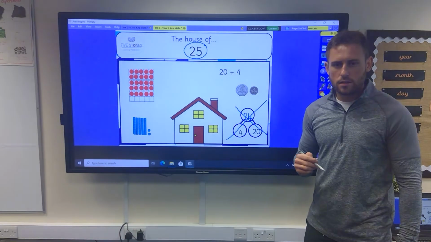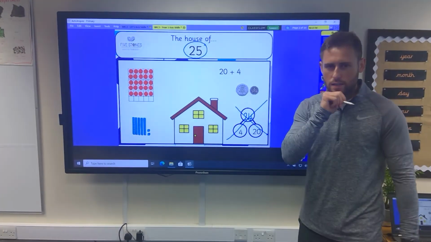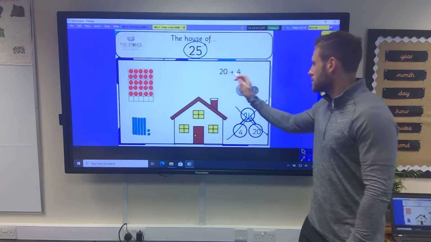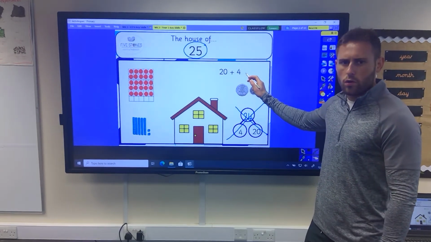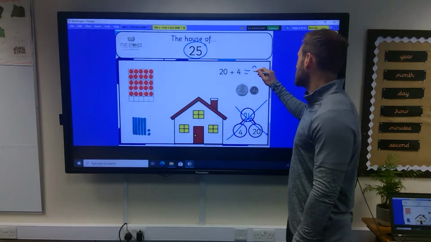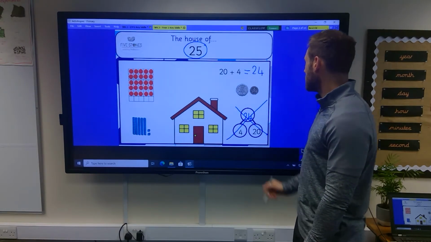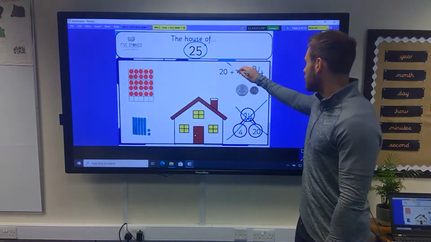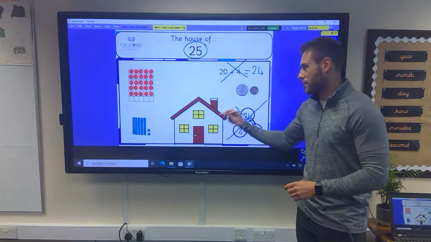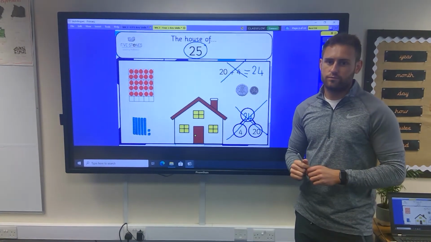What about the number sentence? Can the number sentence add enter the house of 25? 20 add 4. Yeah, that is only equal to 24 also. So no, the number sentence cannot enter the house of 25.